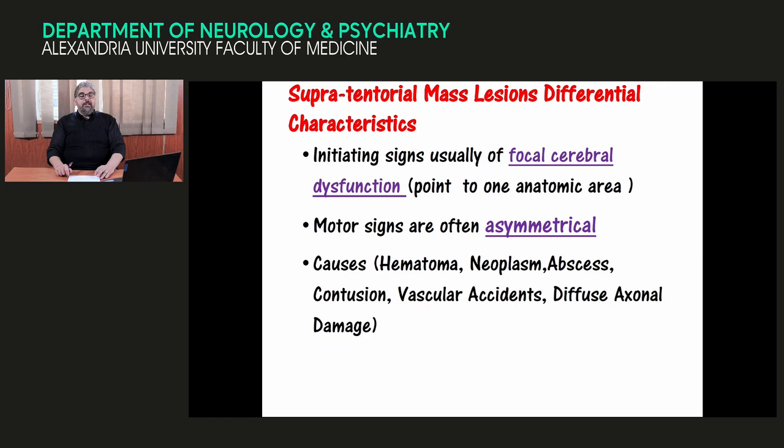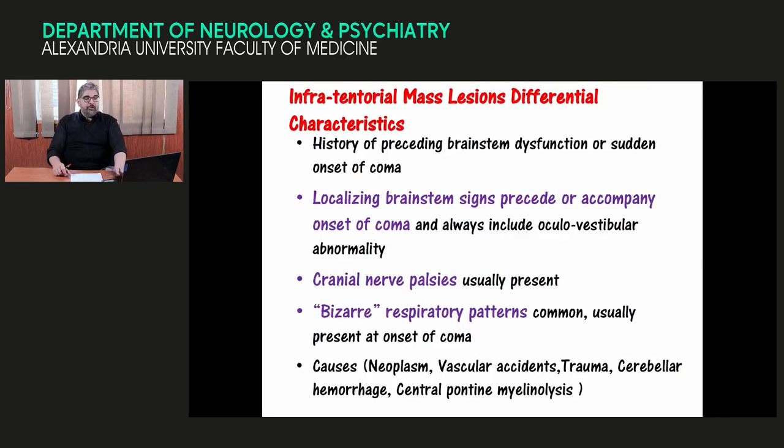The differentiating criteria for supratentorial mass lesions, usually focal cerebral dysfunction. It means that it focuses or points to a specific anatomical area. As we said, the motor signs are asymmetrical, and usually it is caused by structural lesion, either hematoma, neoplasm, abscess, vascular accident, contusion. Any structural lesion may cause damage to these specific parts and cause disturbed level of consciousness.